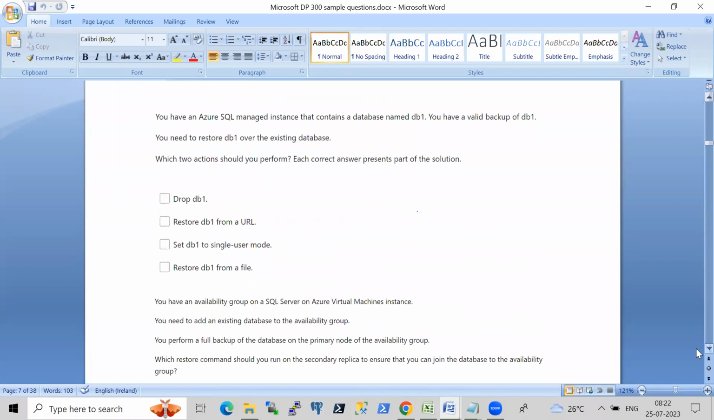Okay, this is very simple. I expect people to answer this. You have an MI that contains the database named DB1. Okay, you have the backup also. Now, the question is, we have the backup and we have to restore on the existing database on MI. Just like in on-premises, we have the backup and we need to override the database, but the platform is Azure MI. So which two actions should you perform? Each correct answer presents part of the solution. So before going through these 4 options, is it possible to overwrite a database on MI?